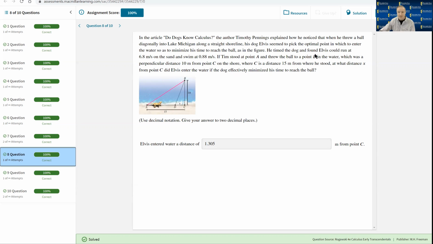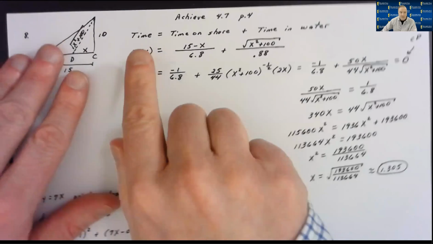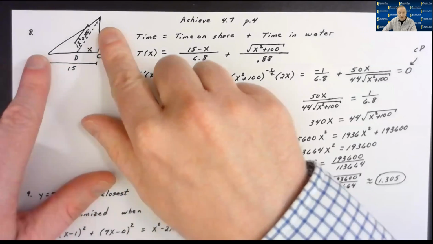It says he timed his dog and found that he could run 6.8 meters per second on the sand, yet he could only swim 0.88 meters per second. And then it says if Tim stood at point A and he threw the ball to point B in the water, which was a perpendicular distance of 10 meters from point C, and we know point C was located 15 meters down the shore. Okay, so what is that optimal path? Here's where I've tried to draw this scenario of the problem out.